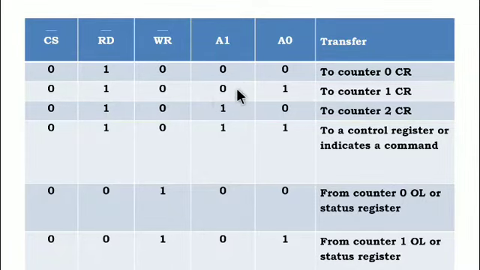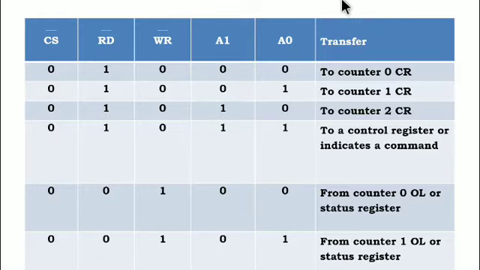So this is the read bar write logic. It has 5 signals: read bar, write bar, chip select, and the address lines A0 and A1. In peripheral I/O, the read bar and write bar signals are connected to the IO read bar or IO write bar respectively. In memory mapped IO, these are connected to memory read bar and memory write bar.